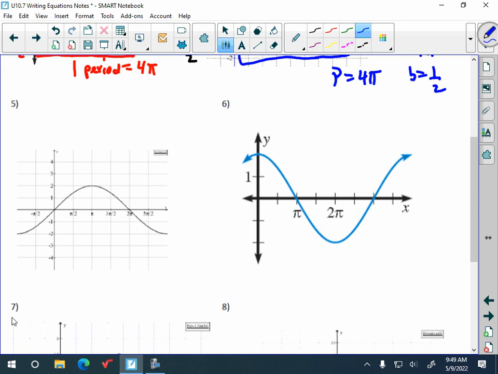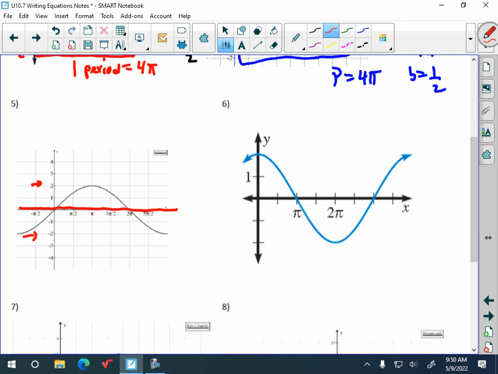All right, number 5. Our highest is 2. Our lowest is -2. So the halfway point is the y-axis at 0. Now because the graph crosses through the midline and the y-axis right there, we don't have to put a phase shift. We can just write it as a sine graph because it crosses the midline and the y-axis in the same spot. So we can just use the sine graph.